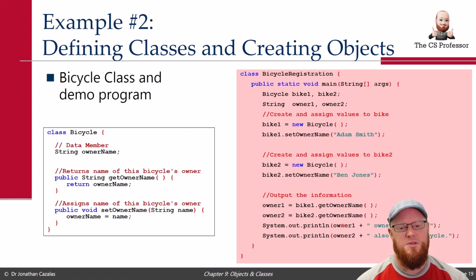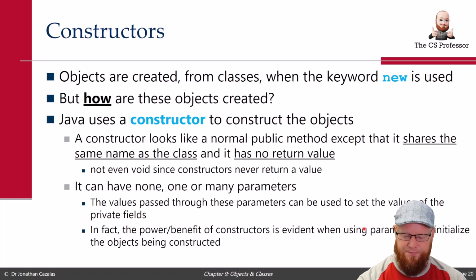Finally, just for the purpose of testing out the getter method, we want to print those two owners. So look at this line of code on the right side of the assignment. I say bike1.getOwnerName. That will get me the owner name of bike1, which will be Adam Smith, because bike1 points to this bicycle, and we set the name to Adam Smith. And then owner2 is bike2.getOwnerName, which is going to be Ben Jones, and then we simply print those two values.